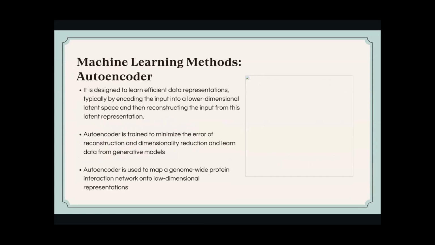And lastly, for the deep learning networks, there is the autoencoder network. It is designed to learn efficient data representations, typically by encoding the input into a lower dimensional latent space, and then reconstructing the input from this latent representation. An autoencoder is trained to minimize the error of reconstruction and dimensionality reduction, and to learn the data from generative models, which is also a reason why it is largely used by researchers. And autoencoders are used to map a genome-wide protein interaction network onto a low-dimensional representation.